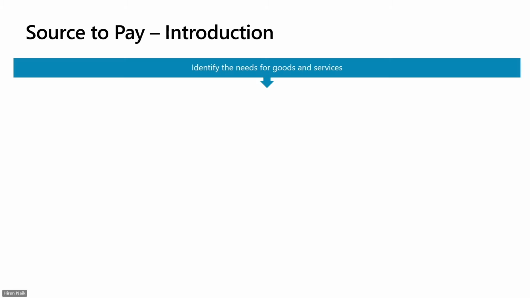The Source to Pay process is a term used to describe the entire process of sourcing for goods or services to paying for them. The Source to Pay process typically includes the following steps. Identify the need for goods or services. These processes include requests for quotation, purchase requisitions, contracts, and purchase orders, which can be planned or unplanned. Planned purchase orders can be generated automatically from supply or demand forecast.